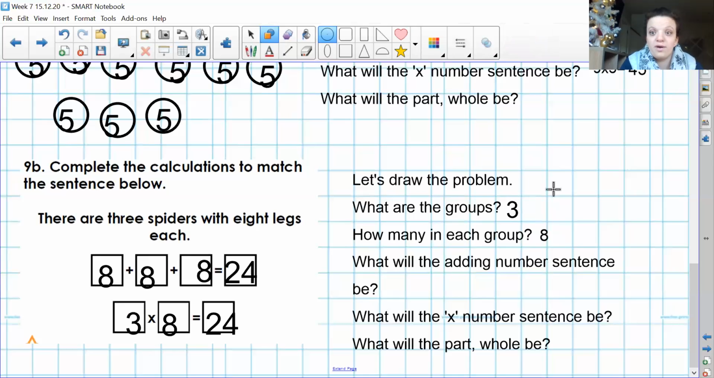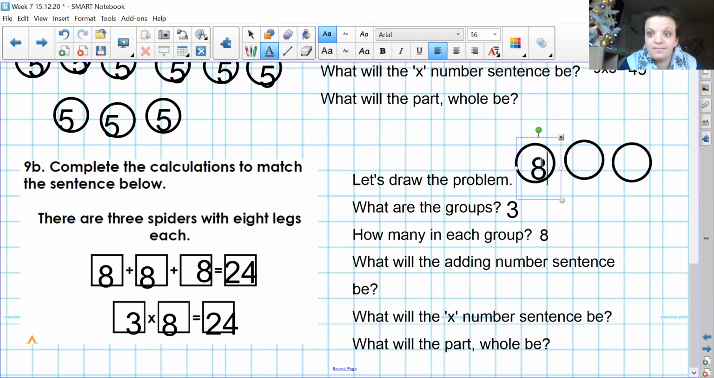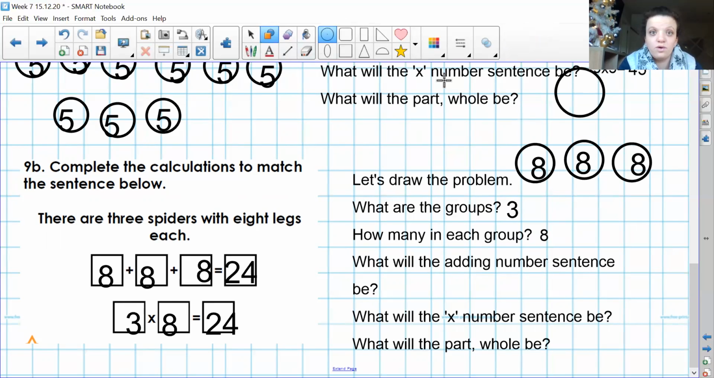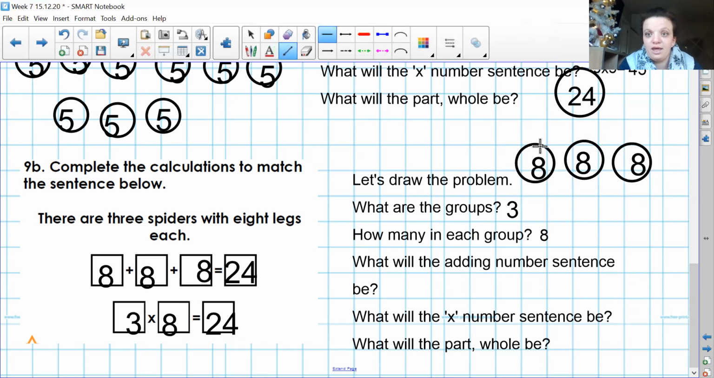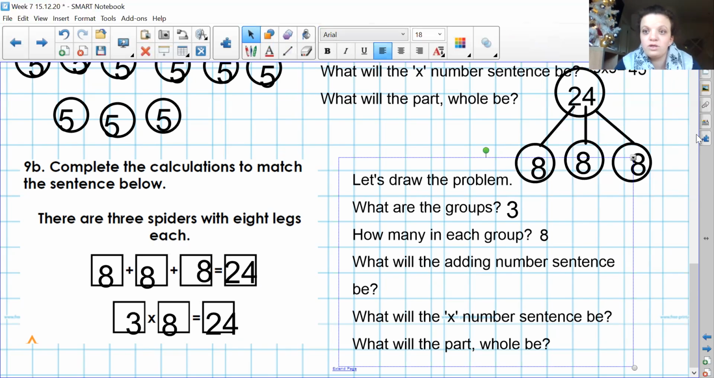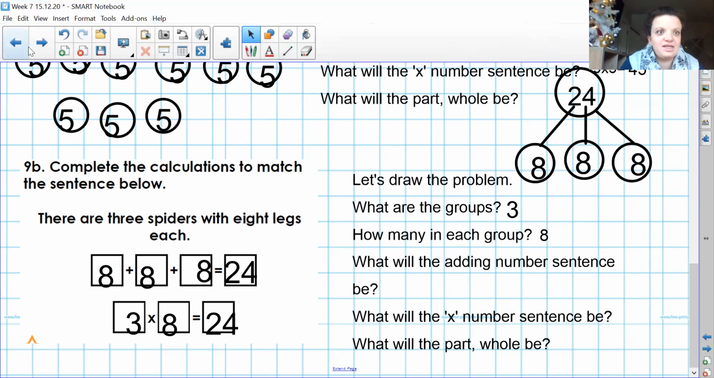And our part whole, we will need 3 parts, because we've got 3 groups. And in each part will be 8. And then my whole number, my parts all equal, will be 24. Okay, so those 3 parts go together to make 24. So if you got that right, fantastic.